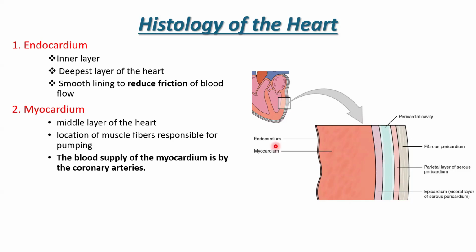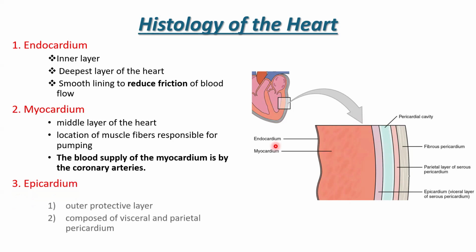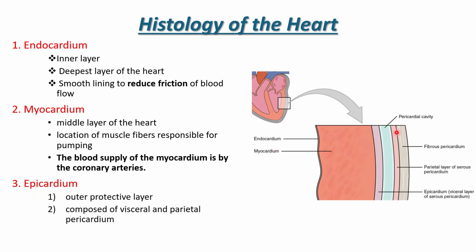And then now we have the last layer here, which is the epicardium. The epicardium covers the whole of this. It is divided into two: the outer protective layer, which is called the fibrous pericardium, and then the visceral pericardium. So you appreciate now this is the pericardium or the epicardium, the outer protective layer, with the visceral and parietal pericardium, and we can appreciate the fibrous pericardium there.